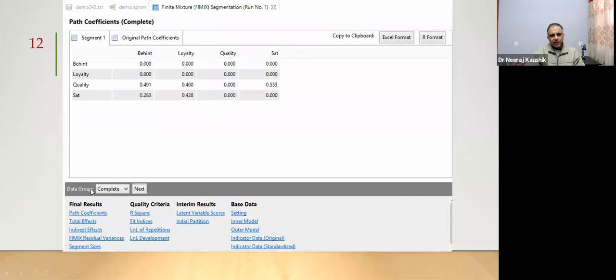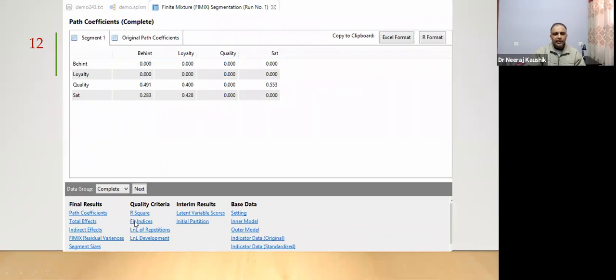You see here it's written data group complete next. If you click on the next, it will show you the value of the next cluster, etc. So you can see complete value. It's as if your file is split. You can see the value of the one cluster, you can see the value of the other cluster. But for the time being, we don't require these values.